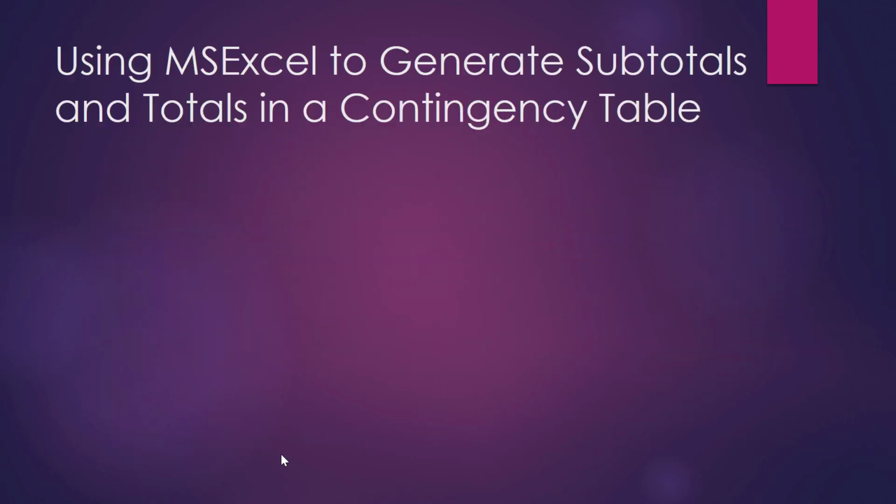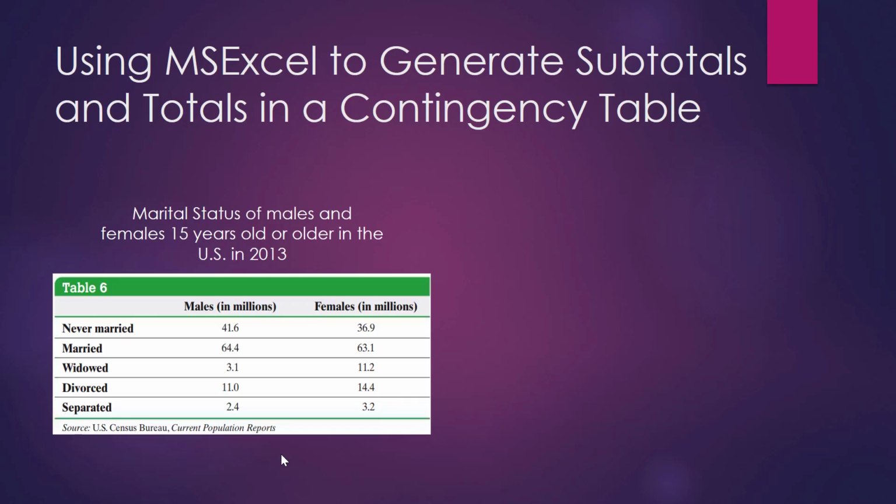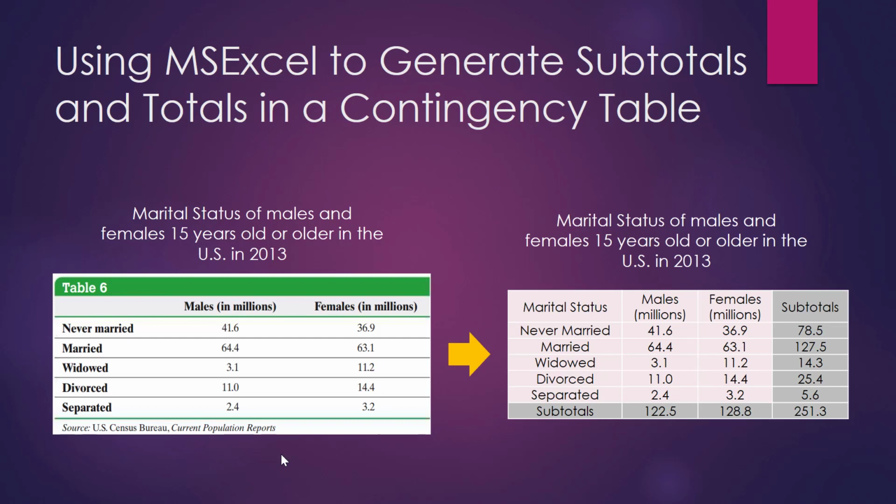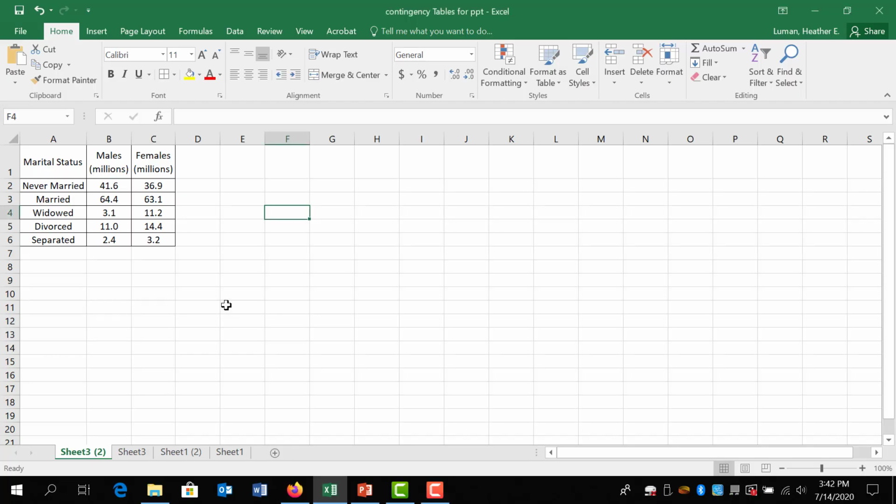Using Microsoft Excel to generate subtotals and totals in a contingency table. If you would like to know how to get from this contingency table right here to the contingency table that has all of these subtotals using technology, please watch the rest of this video to find out how. If you would like to use Microsoft Excel to calculate your totals and subtotals, the first thing you have to do is recreate the contingency table in Excel. Notice that I've already done that here.